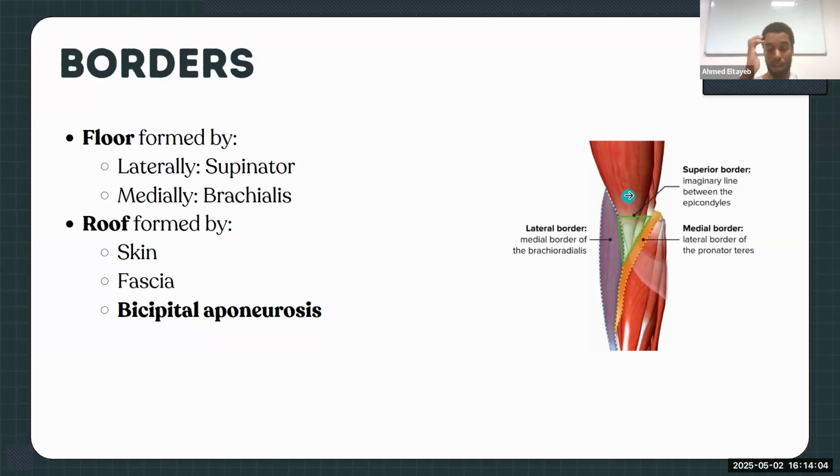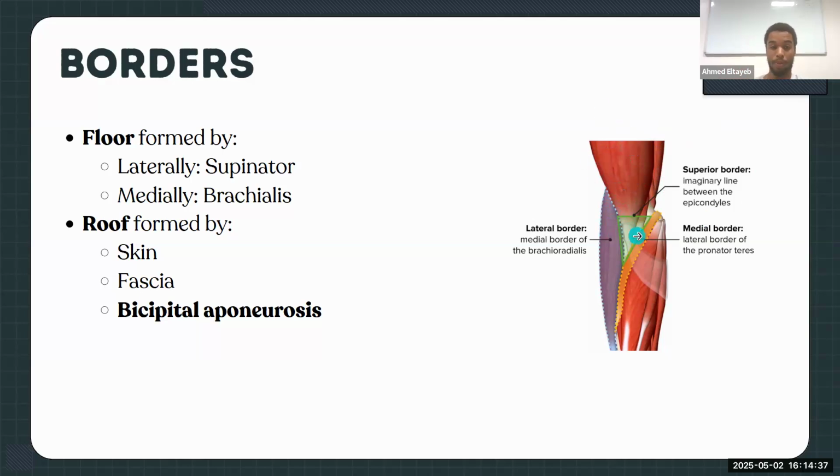Now the floor of the cubital fossa on the lateral side is formed by the supinator. Now, the supinator is deep here. It sits laterally and it forms the wall of the floor of the cubital fossa. Medially, we have this muscle here. This muscle is called the brachialis. So the floor of the cubital fossa is formed by two muscles. Medially, we have the brachialis, and laterally, we have the supinator. The supinator you cannot see here because it's deep.